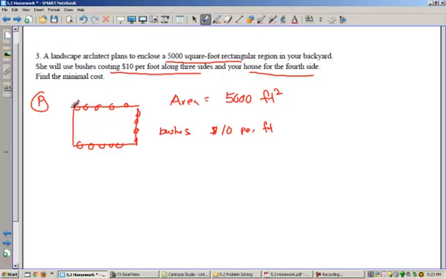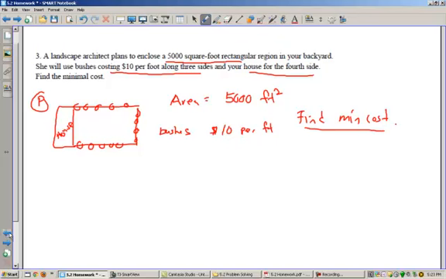And then along this side, it says we have a house. So I don't need to put anything there. This is my house. Right, so that's my house. And then I want to find the min cost.